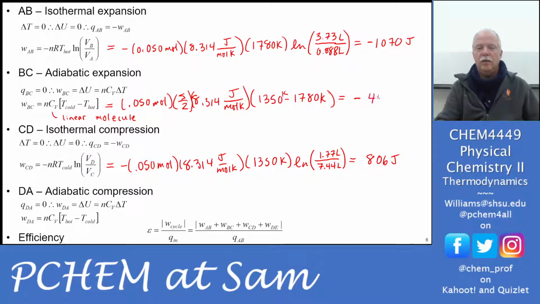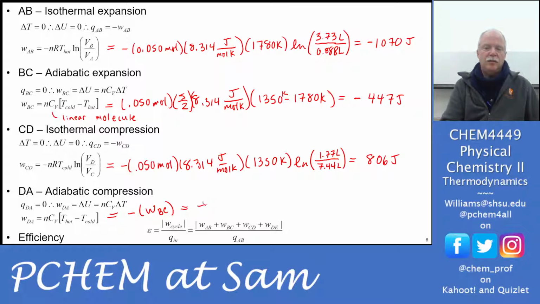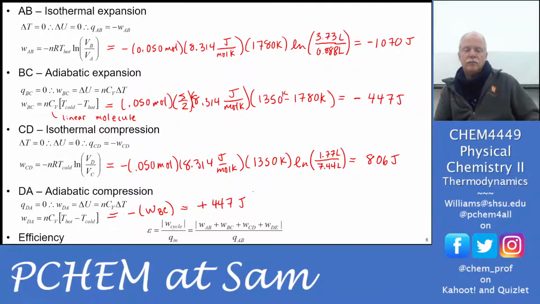Okay. Now look at the adiabatic compression. This is exactly the same formula, only swap the temperatures. If you swap the temperatures, you swap the sign. So this is equal to the opposite sign of work of BC. And so it's positive 447. Okay.